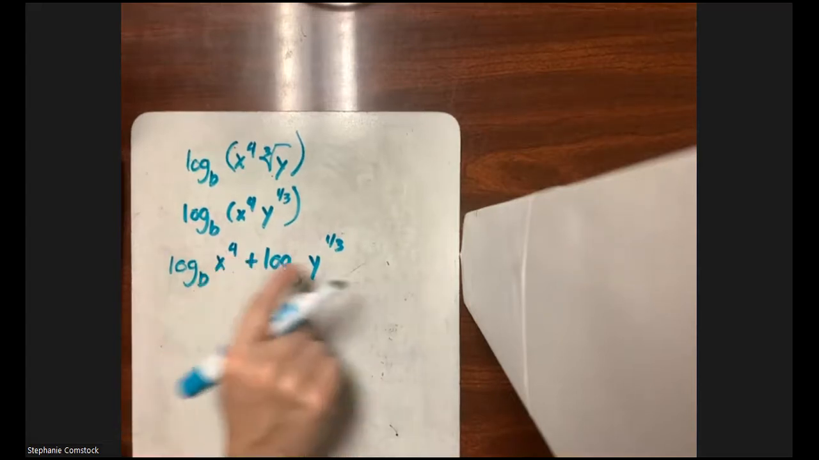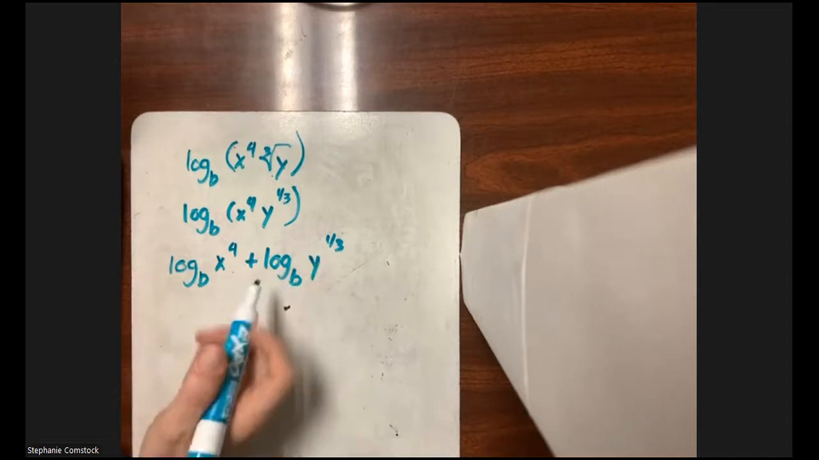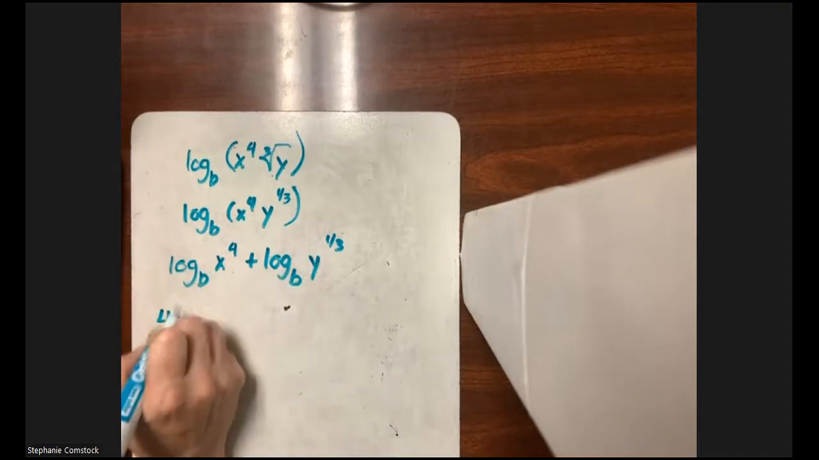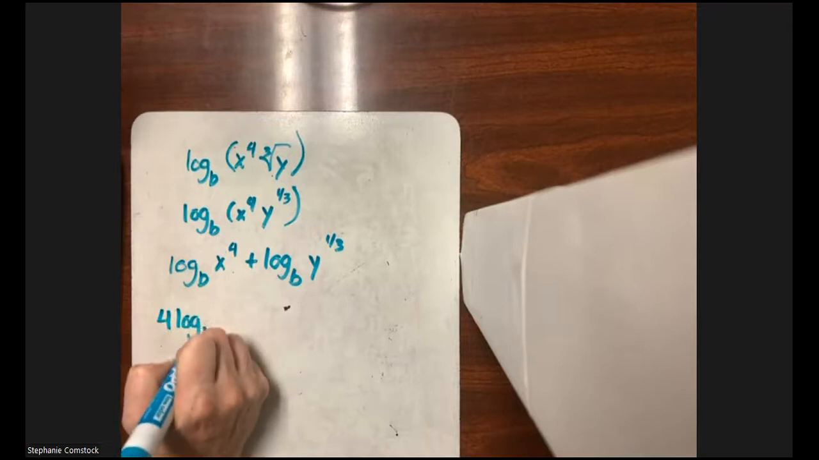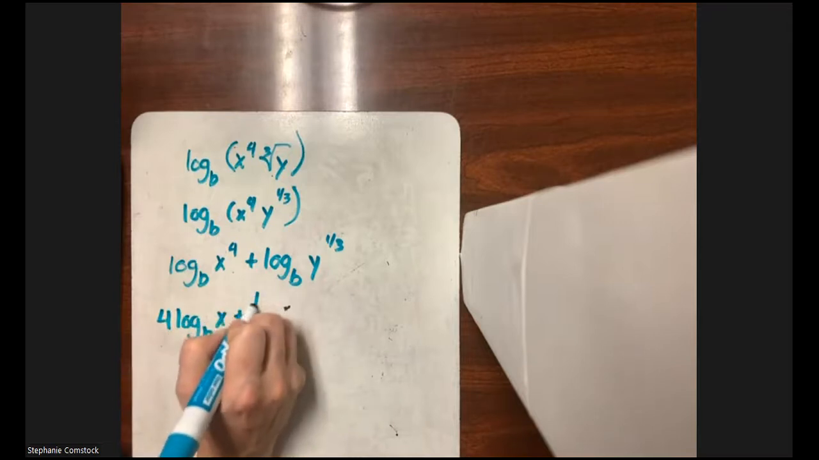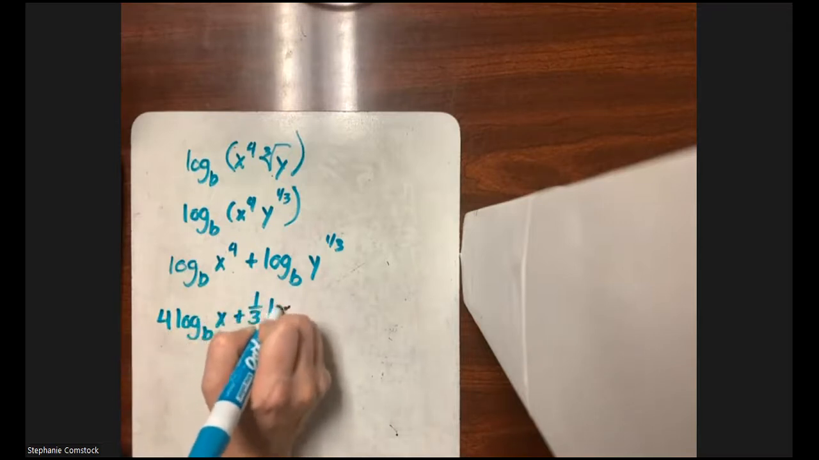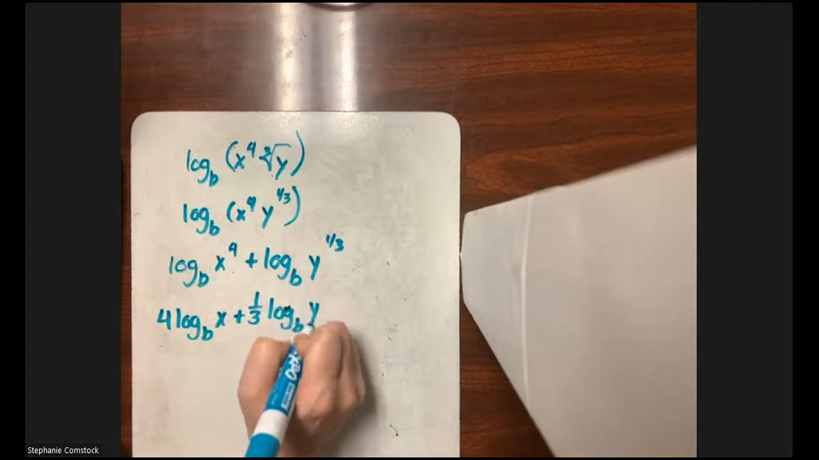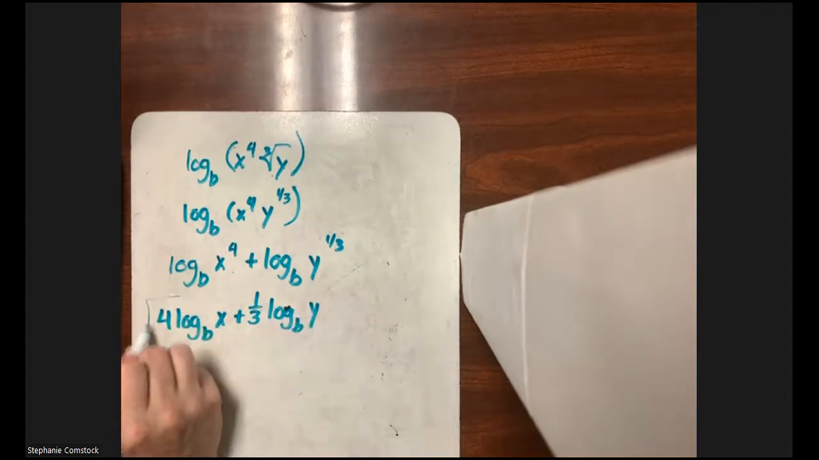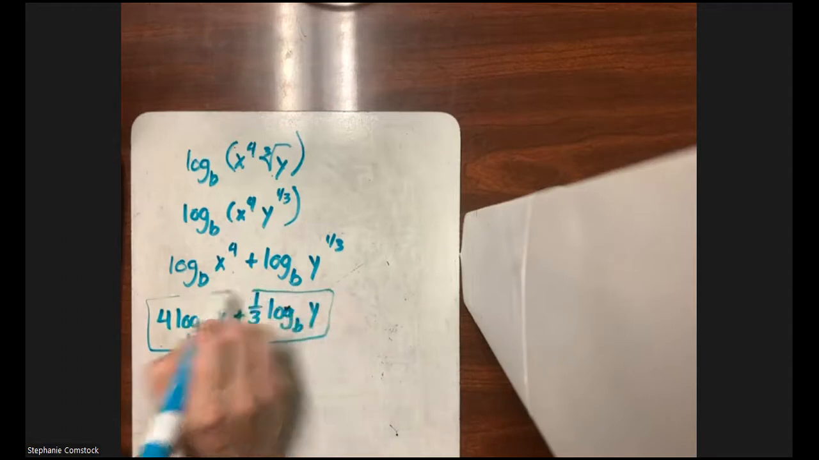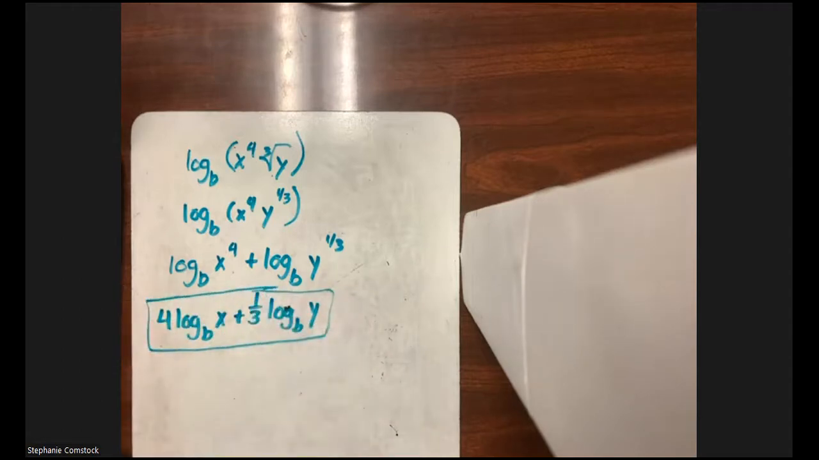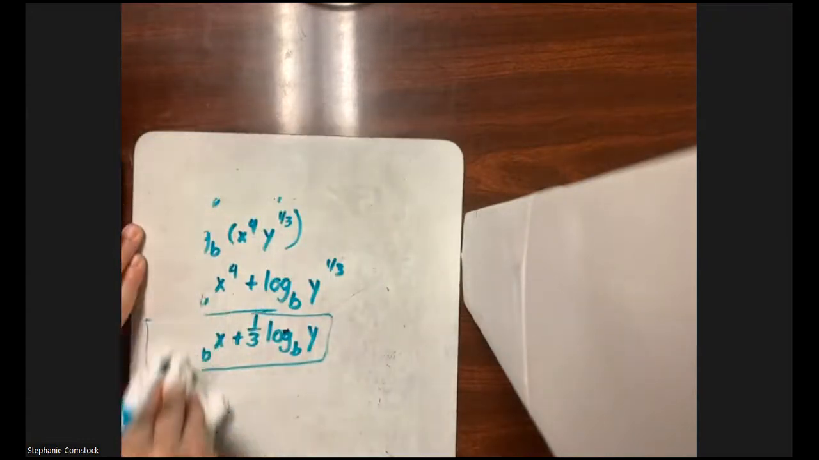I don't have any other multiplication, so I can leave that right there. Now, I do have a couple of powers, and that's the last thing we handle, and those powers are going to come down out in front. So I've got 4 log base b x plus 1/3 log base b y, and that is expanded. And that is as far as that expansion will go. So that is now considered expanded as much as possible. So now we're going to take a look at another one.